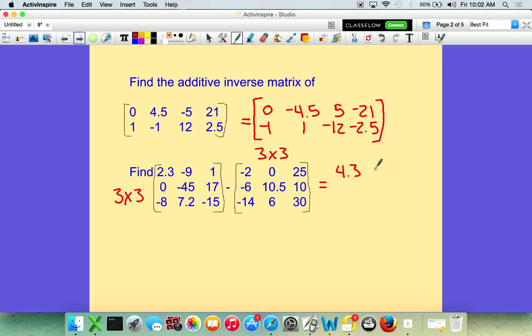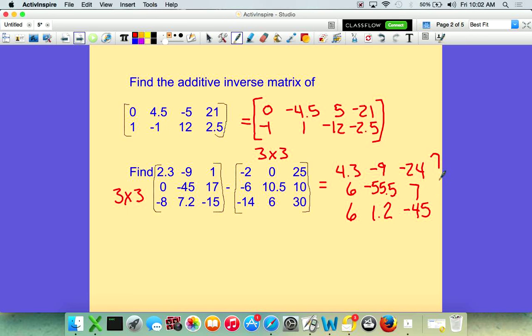Negative 9 minus 0 is negative 9. 1 minus 25 is negative 24. 0 minus negative 6 is 6. Negative 45 minus 10.5, negative 55.5. 17 minus 10, negative 8 minus negative 14, negative 8 plus 14, 7.2 minus 6, and 15 minus 30, negative 15 minus 30 is negative 45.